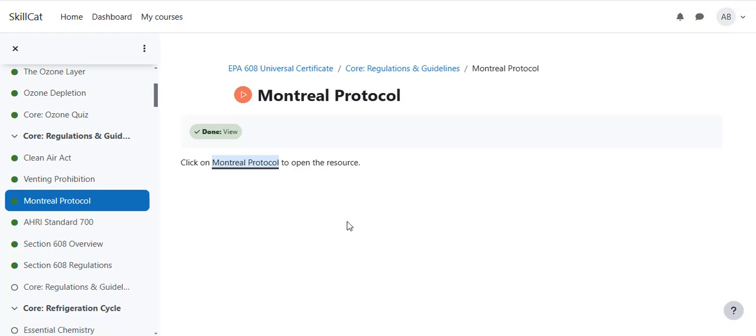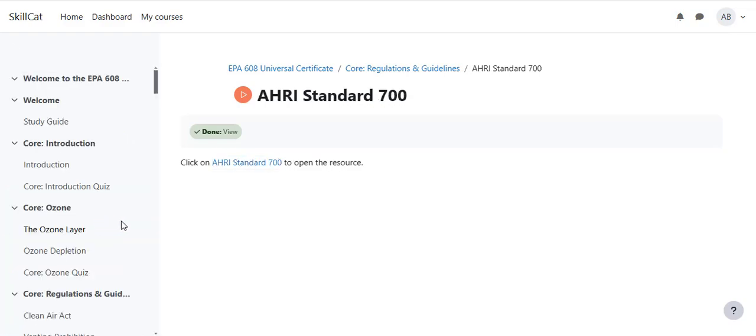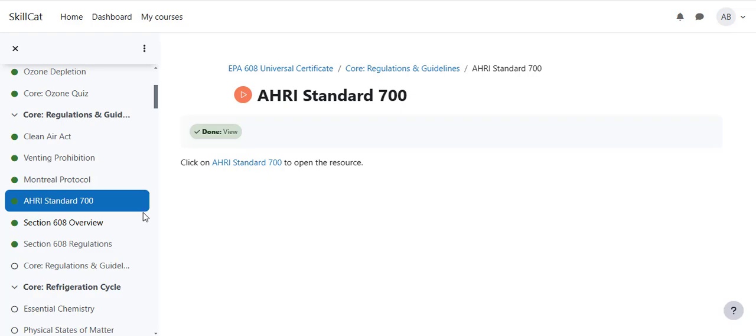Okay, this is the Montreal Protocol. The next one. I don't know why it's marked that we're done, but we're not done yet. So we finished the Clean Air Act and the Venting Prohibition, and the Montreal Protocol.